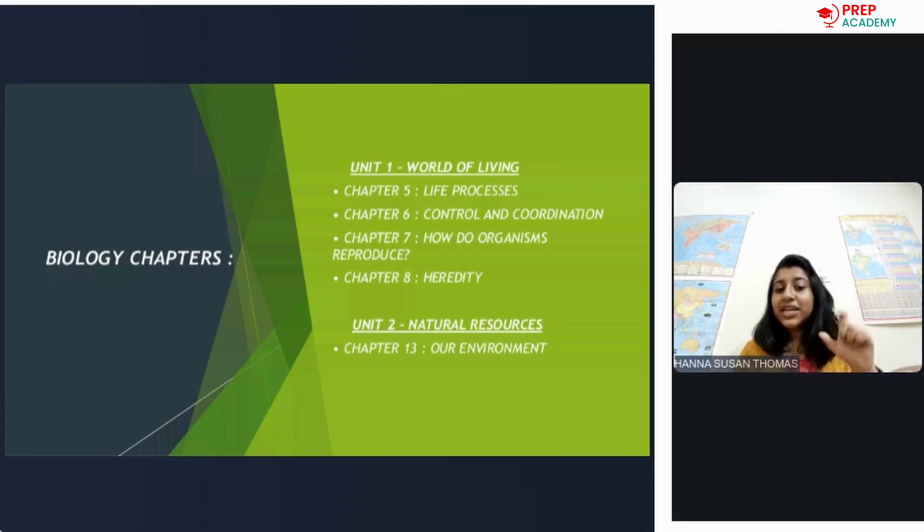These five chapters are divided into two units. The first unit is World of Living, and under it there are four chapters. Chapter 5, Life Processes. Chapter 6, Control and Coordination. Chapter 7, How Do Organisms Reproduce. And chapter 8, Heredity. Then comes the second unit, called Natural Resources. There you can see only one chapter, chapter 13, Our Environment. All these five chapters are equally important for your exam.